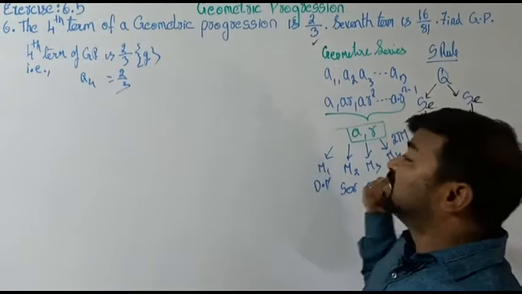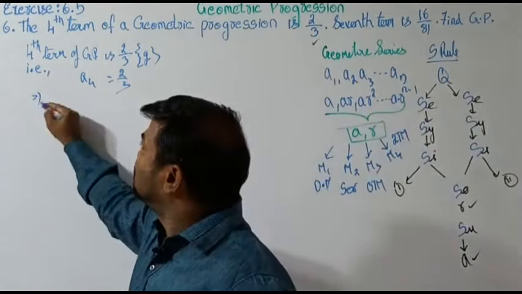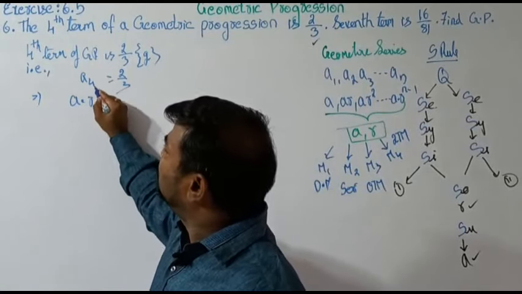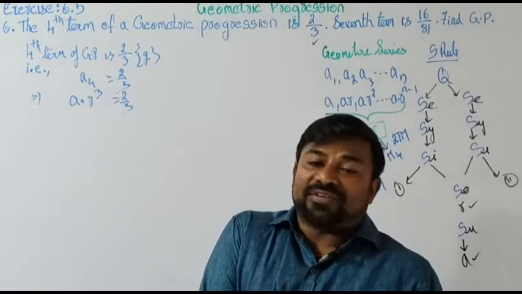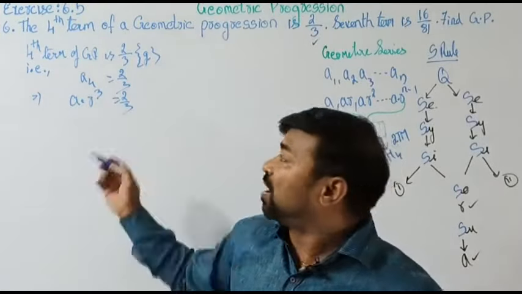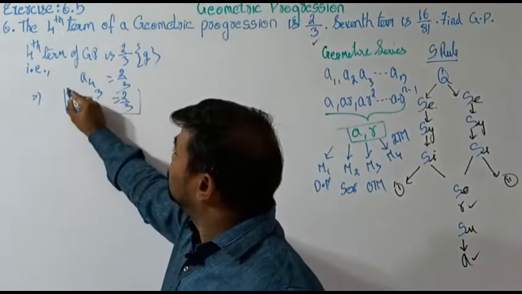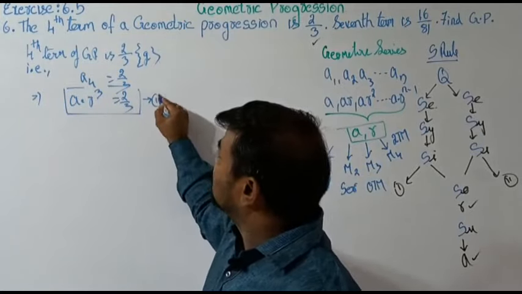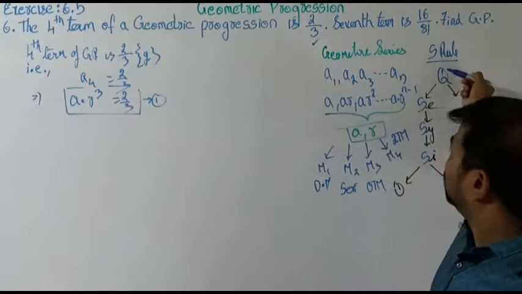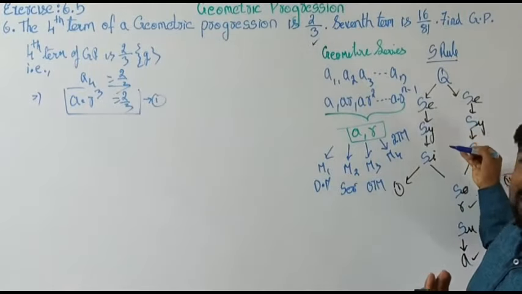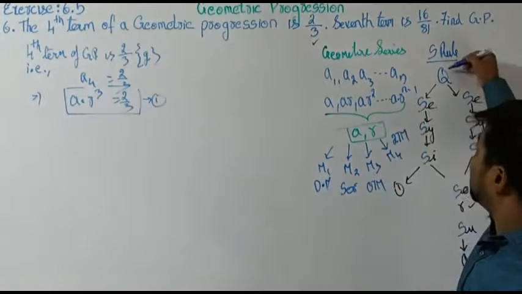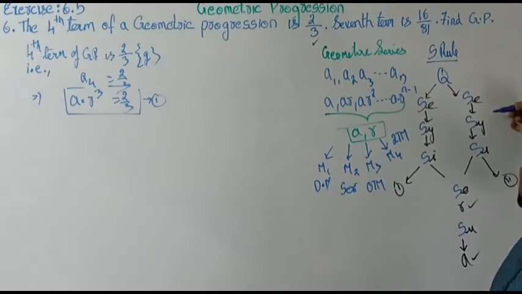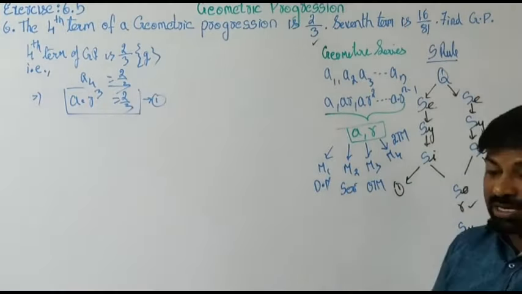Now after symbols, we simplify. How to write it? A into R to the power 3 equals 2 by 3. Writing in terms of A and R is nothing but simplifying. As we said, it's equation 1. From the question, sentence, symbol, simplify, you get equation 1. Now go for the other sentence: question, sentence, symbol, simplify, and you get equation 2.